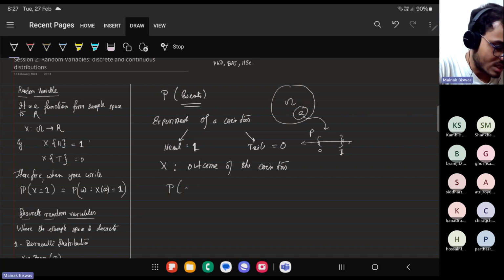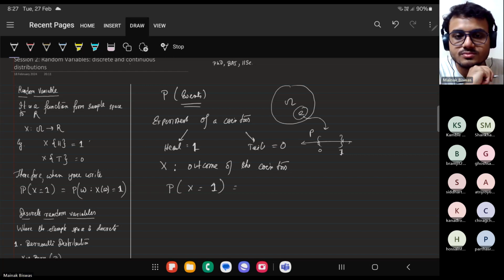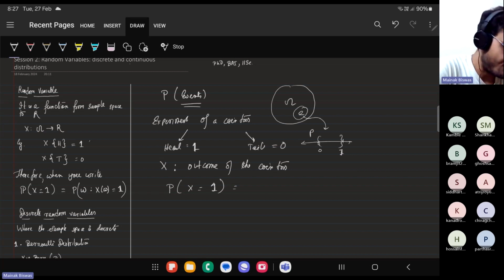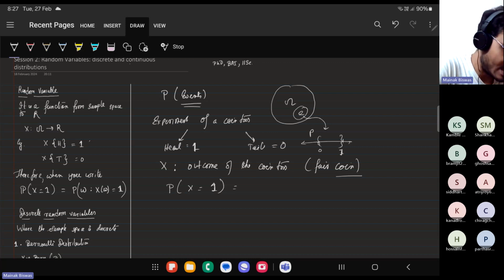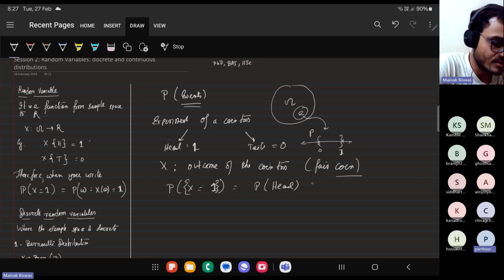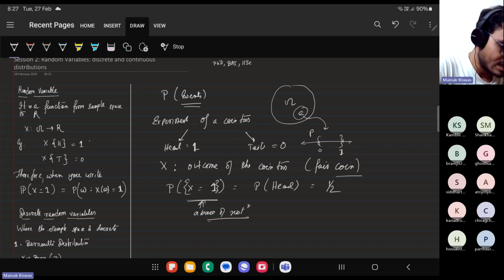So then if I ask you what is the probability of x is equal to 1, what will you say? Say it's a fair coin. It's half. Why will you say it's half? Because x is equal to 1 only happens when the event head happens, right? And then you say it's half. So you see, this is an abuse of notation that I'll be using. What does it actually mean?